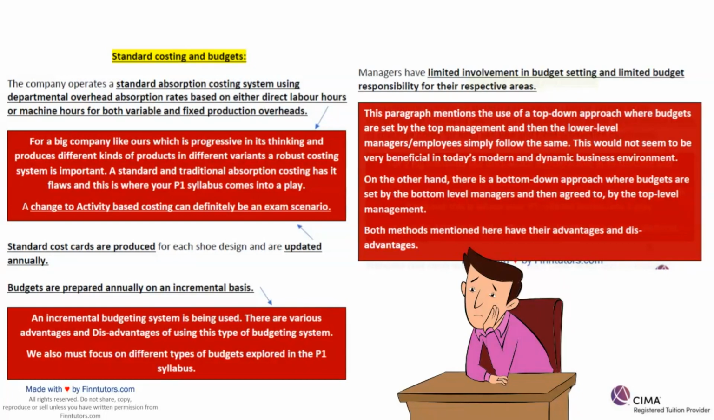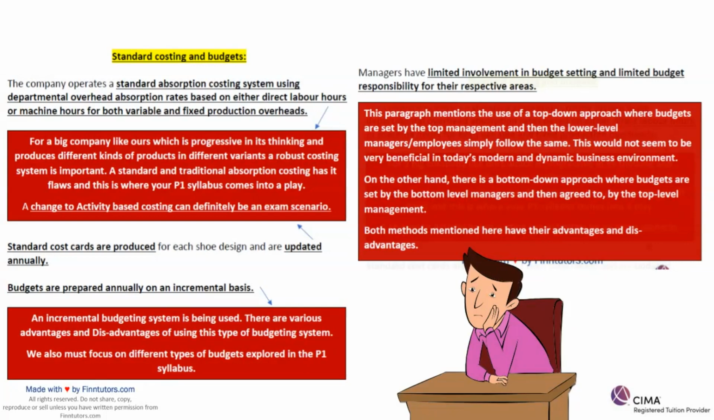This was for costing. For the budgets part, we are using an incremental budget system. So there are various advantages and disadvantages to using this type of system. Again, this is your P1 syllabus. What are the different budget systems that we have? Our incremental budgeting, participative style of budgeting, the different budgeting systems, the annual budget system. We'll try to look at all budget systems, flexible budgeting, beyond budgeting. These methods are very important for us to know from the P1 syllabus.